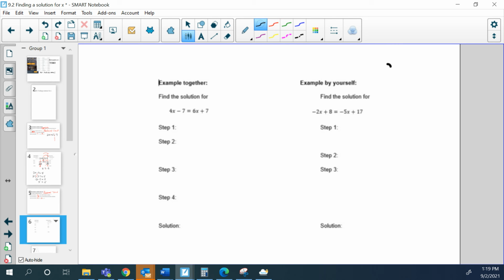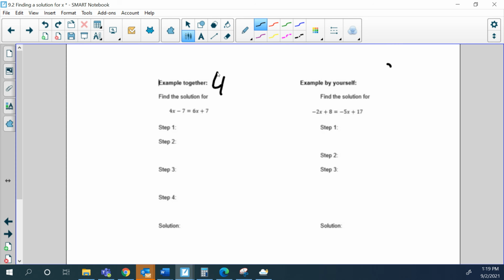So the first one we have is 4x minus 7 is equal to 6x plus 7. Okay, so I like to move the x's first and then the numbers. You may want to move the numbers first. All right, it's up to you. So I'm going to move my x's first.